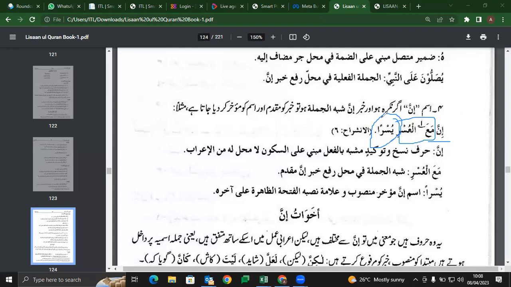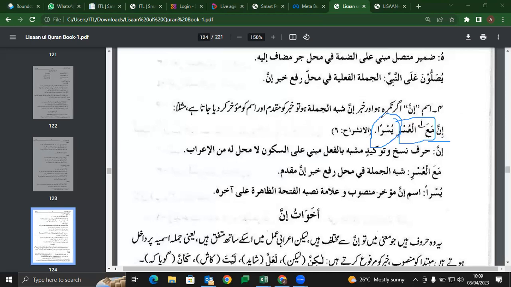And then the khabar is muqaddam. It's coming before. We learned these exchangeable things, you remember? But I told you with inna we can't do it. You can't. But in this case, you can. So you have to be very careful.